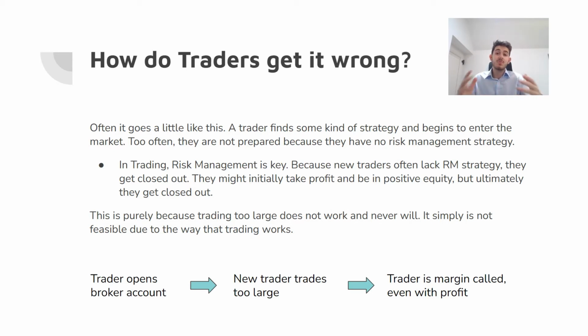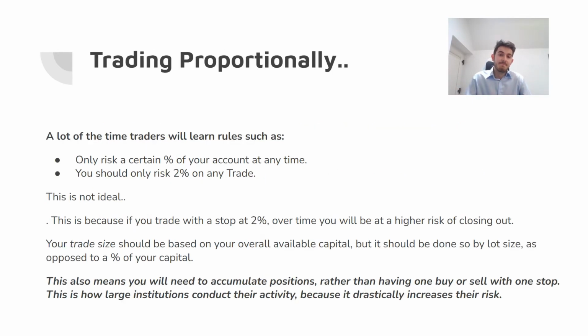And sometimes newbie traders get a bit misled because they'll be taking gains and then suddenly it will all close out when things start to go against them. So they may find that they get a margin call eventually, even if they've made profit beforehand. So in short, trading too large just doesn't work, and it never will. And it's not feasible to do that. That is often what gamblers do when they go in a casino, and obviously we all know how that ends.